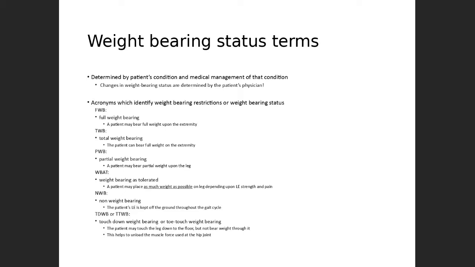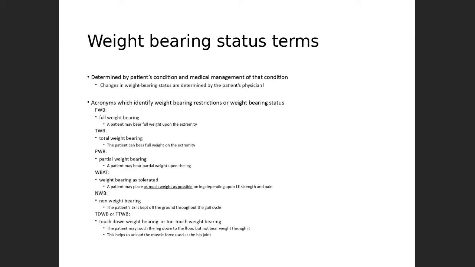Even with that one, a lot of times patients will say, well, can I at least put my toe down for balance? And the answer is no. When someone is non-weight bearing, they can't even put their toe down. They need to have their entire limb lifted off the ground. If they can put their toe down, it's going to be the next type of weight bearing status, which is TDWB or TTWB, which stands for toe down weight bearing or toe touch weight bearing.